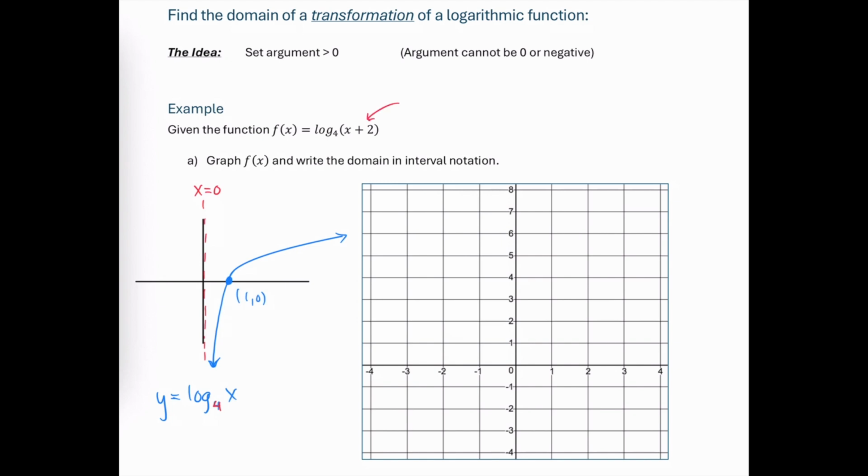The only transformation that we have here is that we're going to move everything to the left 2 units. And when we move to the left 2 units, that is going to take that vertical asymptote to the left 2, and it will then be located at x is equal to negative 2. We'll also take our x-intercept to the left 2 units, and this will now be located at (negative 1, 0).